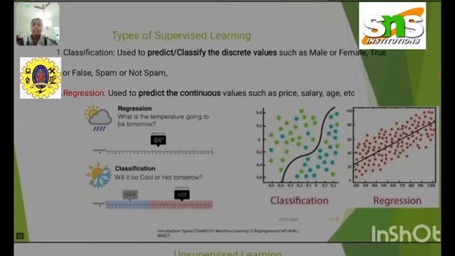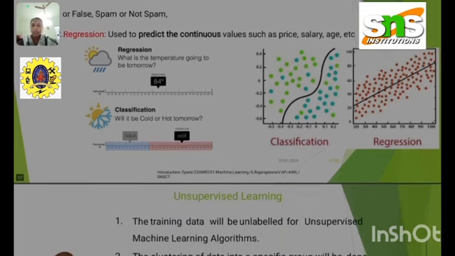So next thing is in this supervised learning we have classification and regression. In classification, it's used to predict and classify discrete values such as male or female, true or false, spam or not spam. In regression, it is used to predict continuous values such as price, salary, age, etc. So this is the supervised learning.